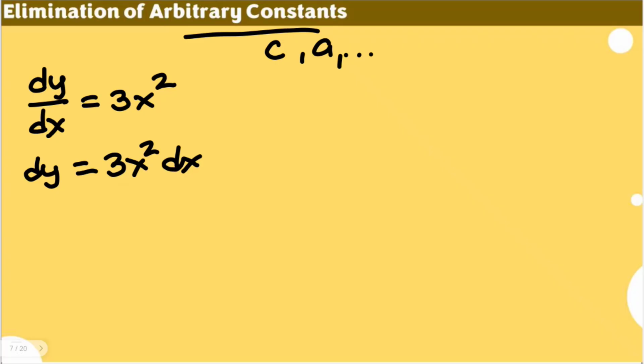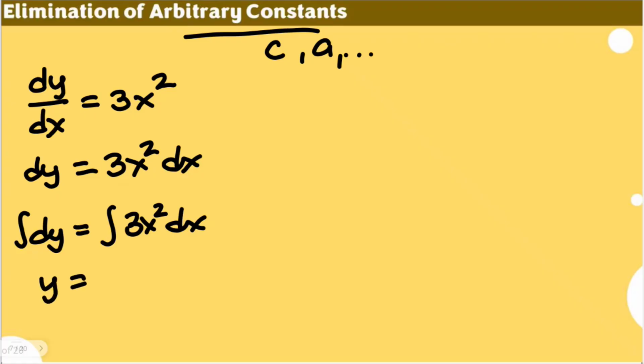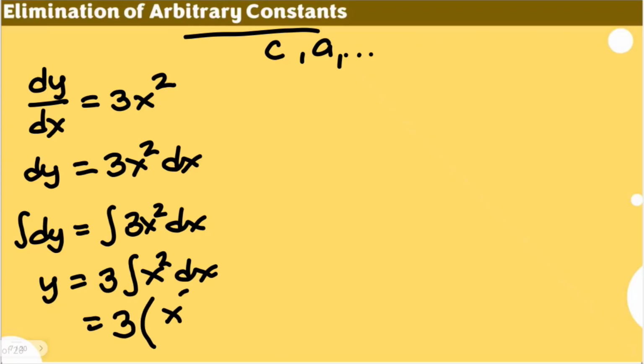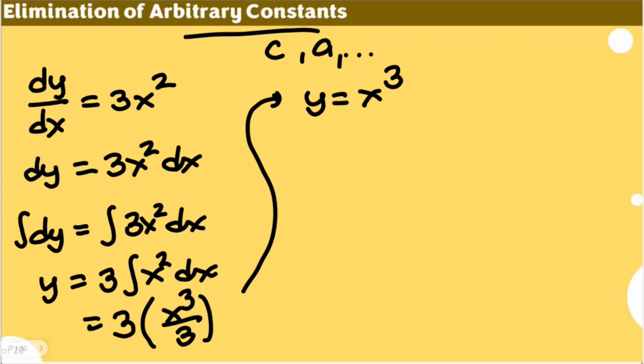Then we can apply the integral: the integral of dy is equal to the integral of 3x squared dx. Of course, the integral of dy is just y itself. And here, using rules of integration, you can take out the 3 as a constant. The integral of x squared dx will give you 3 times x cubed over 3. Then you will get a result which is y equals x cubed. This is the solution, or one of the solutions, for the identified differential equation here.